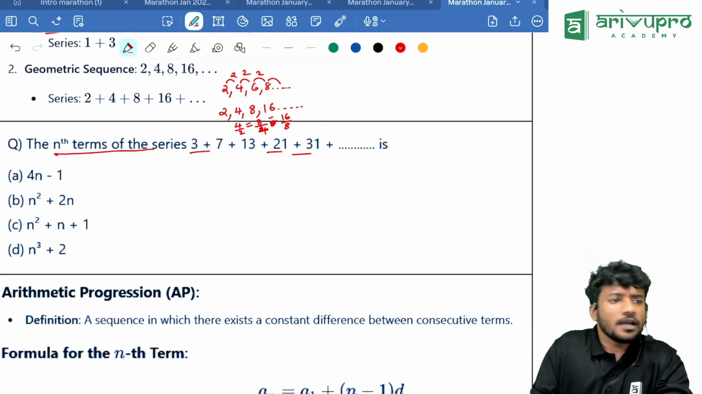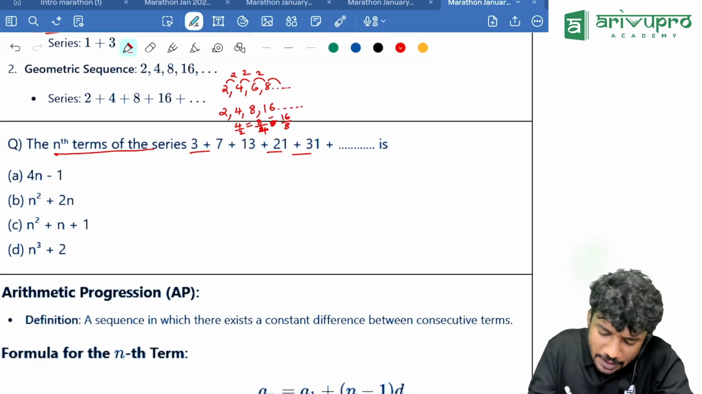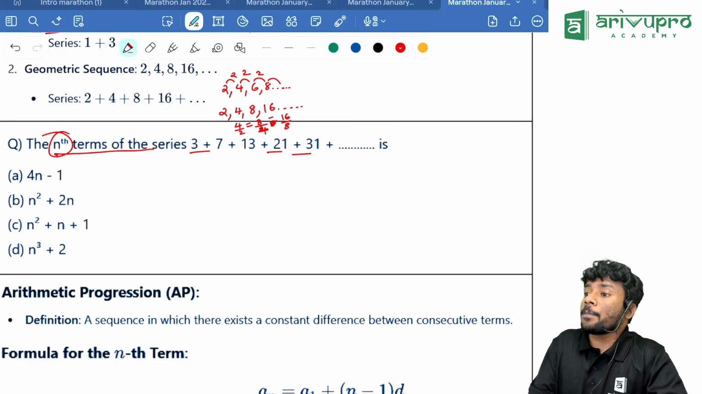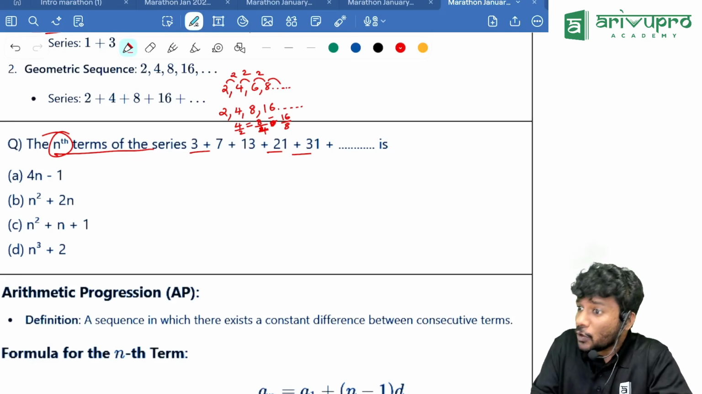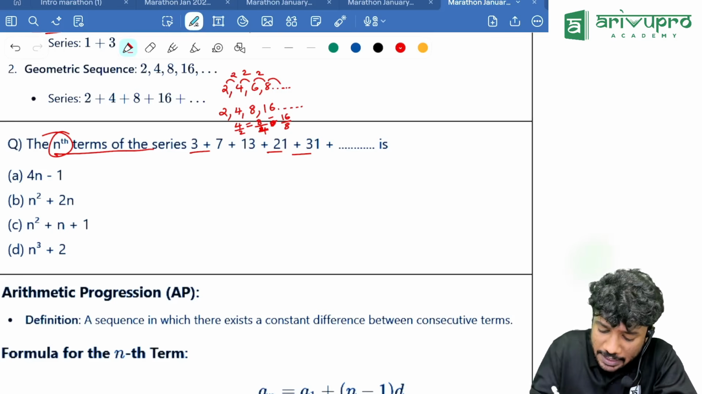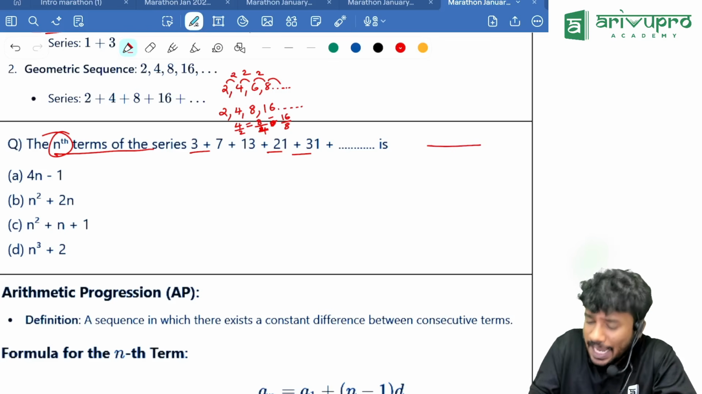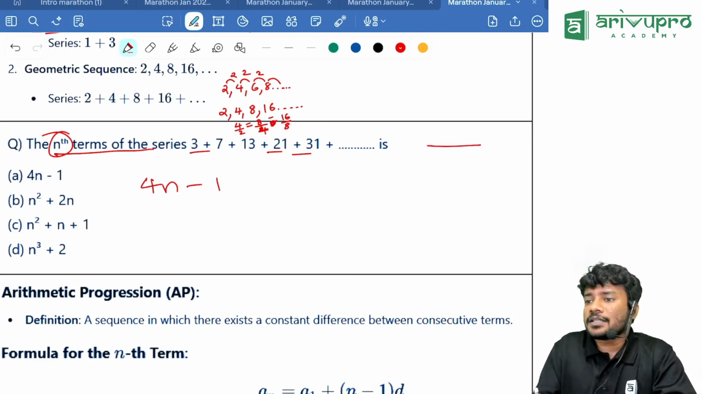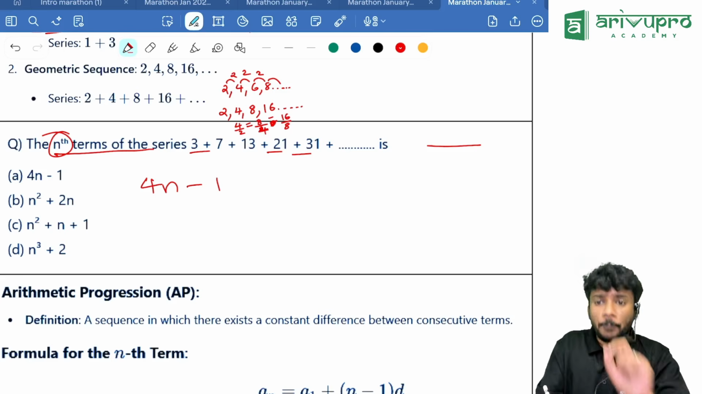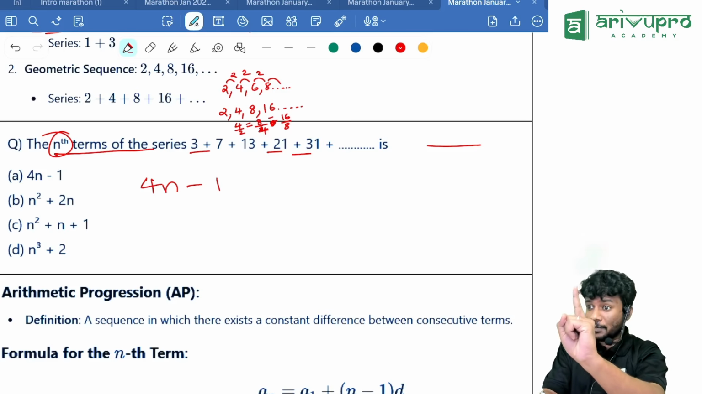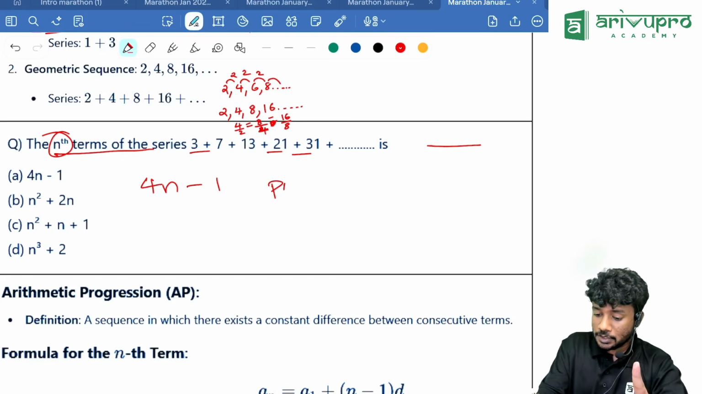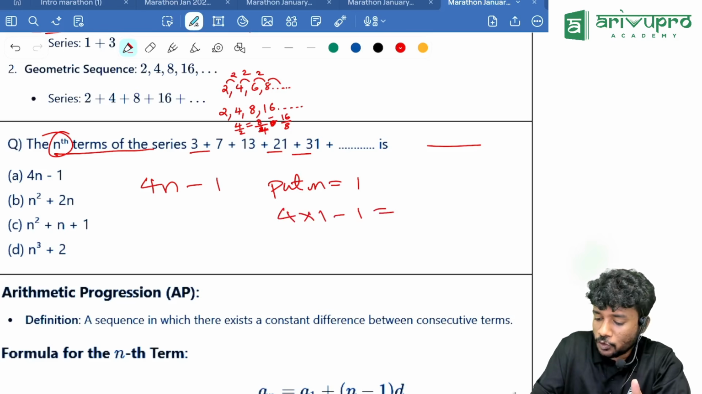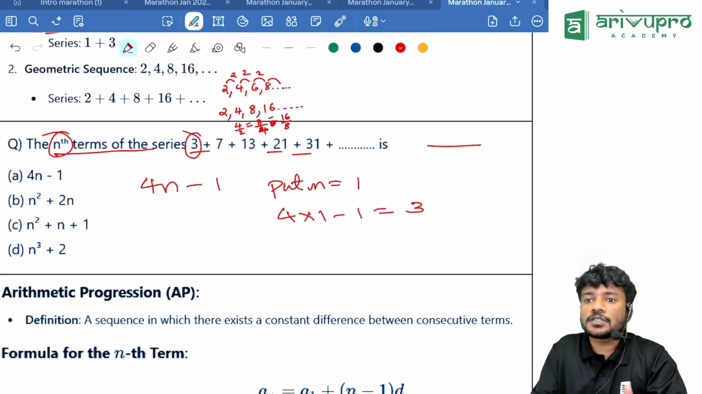Now you should tell me what is the nth term of the series. How will you find this one? We can use option hitting. I will tell you how to use option hitting. For example, they are telling the nth term is dash is the question. Let us assume that 4n minus 1 is the nth term. If I put n is equal to 1, I am getting the first term. That is 4 into 1 minus 1, which is equal to 3. Is that the first term?